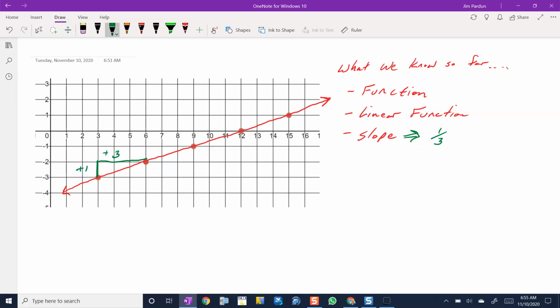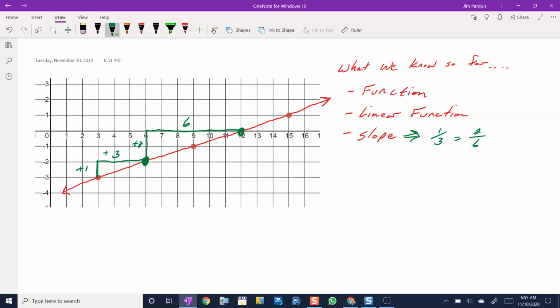We also know that I can do a rise over run between any 2 points, and I will get the same ratio. So for example, if I wanted to go from this point here that I'm highlighting in green to this point here, I'm going to go up 2, plus 2, and I'm going to go over 6. So my rise over run is equal to 2 over 6, which of course is equal to 1/3.